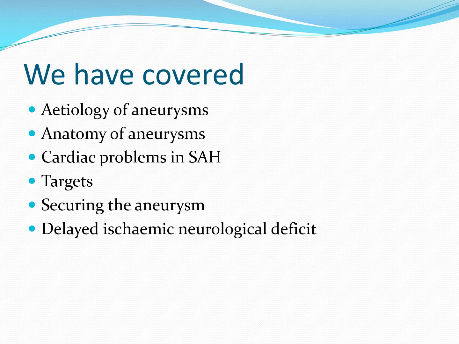So today then, we've looked at the etiology and anatomy of aneurysms. We've touched on some of the cardiac problems that we can see in subarachnoid hemorrhage. We've looked at some of the targets we should be shooting for in the management of our patients with subarachnoid hemorrhage within critical care. We've talked about the methods available to secure the aneurysm and the management and prevention of delayed ischemic neurological deficit.